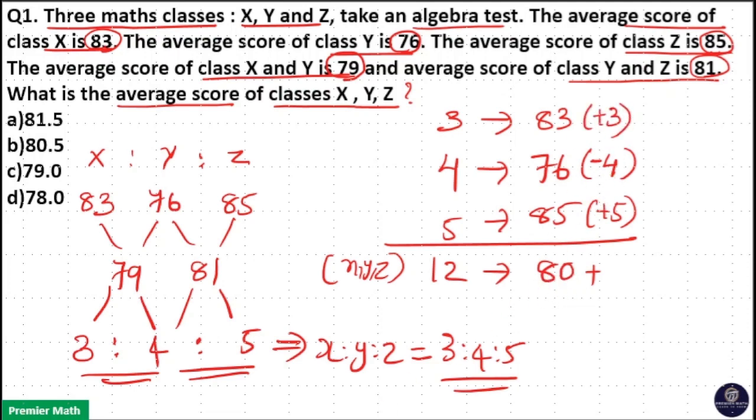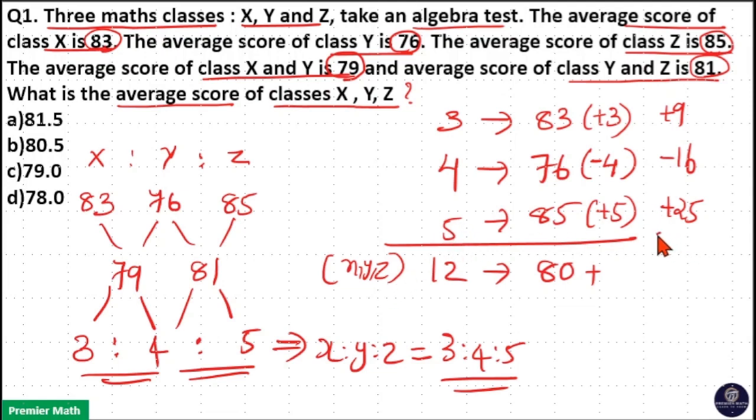Now this plus 3 extra average is for this 3 parts. So plus 3 into 3 is equal to plus 9. Now this minus 4 extra average is for this 4 people. So minus 4 into 4 is minus 16. Now this plus 5 extra average is for this 5 people. So plus 5 into 5 is plus 25. 5 people means Z is 5 parts. So I'm just assuming it as 5 people.